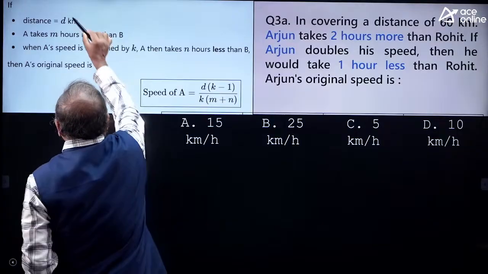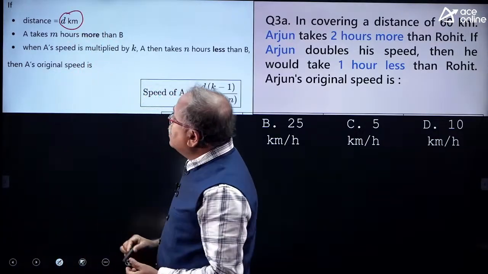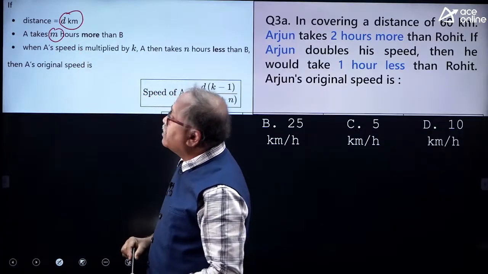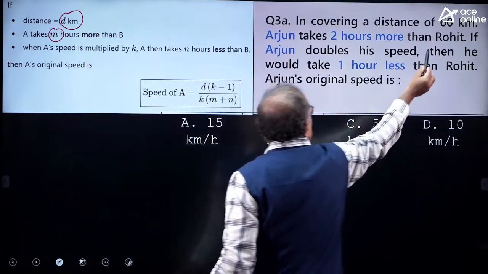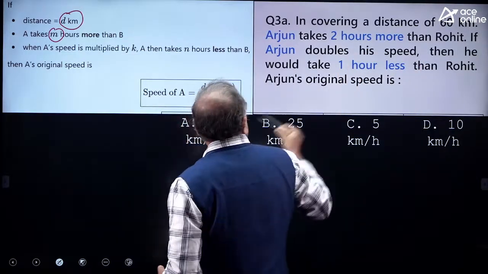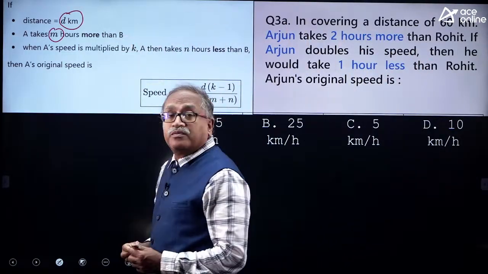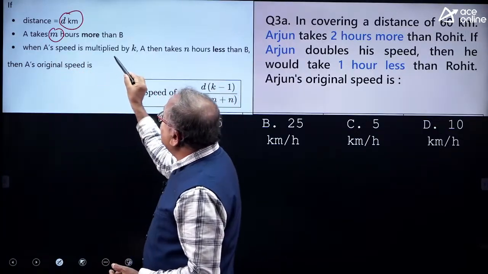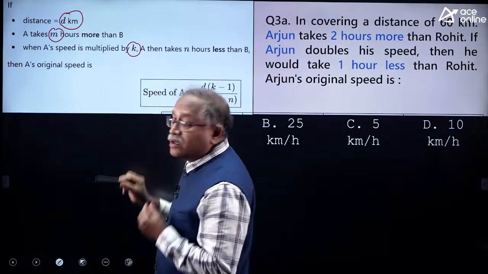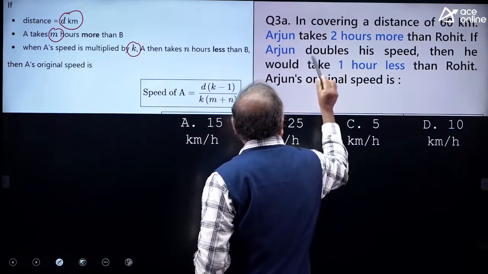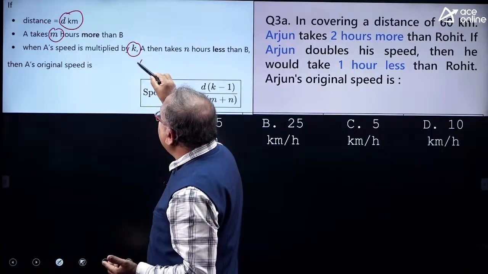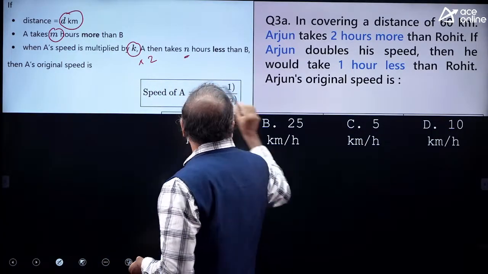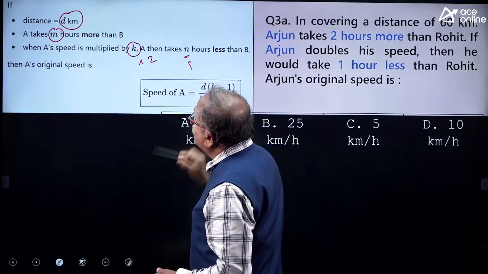Whenever the distance is given to us and A's speed, let's assume that A takes m hours more. In this particular question, he takes 2 hours more. The distance is 60 kilometers. And in the other case, he takes n hours less, and A's speed is multiplied by k. That means here he doubles the speed, so multiplied by 2, here k is equal to 2. And he takes 1 hour less.